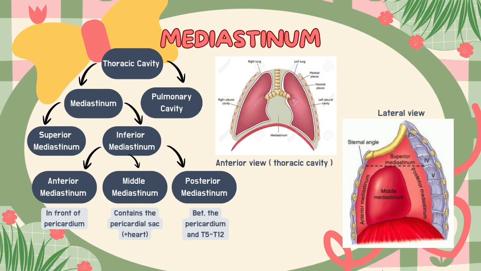Looking at the anterior and lateral views of the thoracic cavity, the lungs are located in the pulmonary cavities on either side. The mediastinum lies centrally between them. The heart is located in the middle mediastinum, enclosed within the pericardial sac. This central position allows the heart to efficiently pump blood to both the lungs and the rest of the body while being protected by surrounding structures.